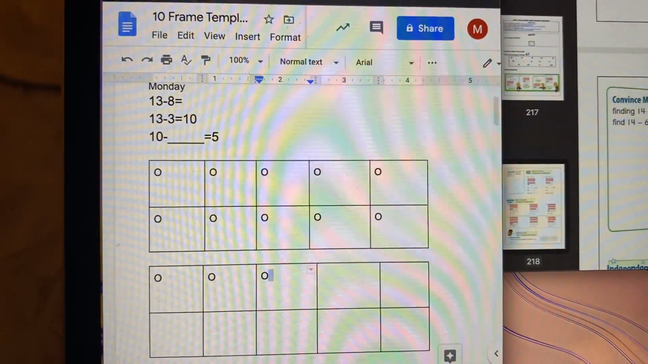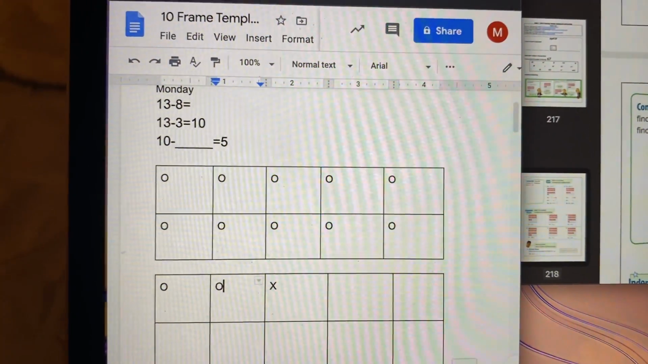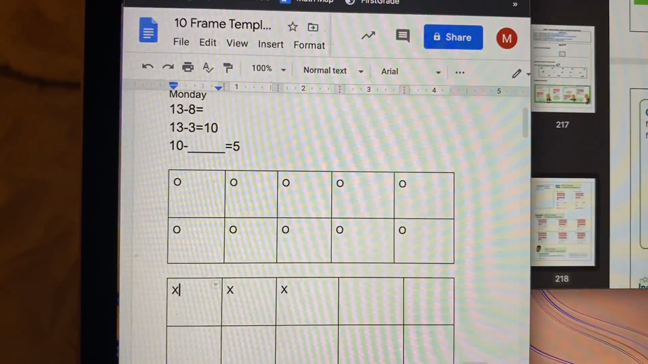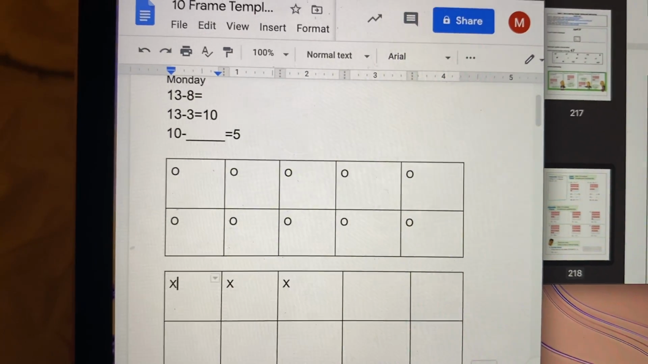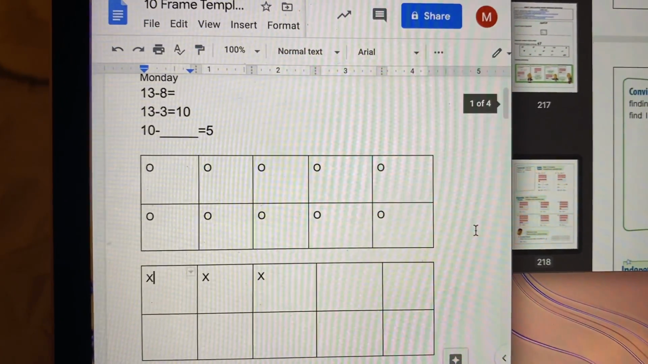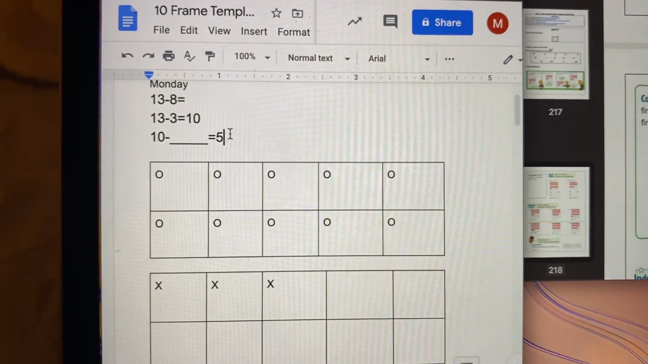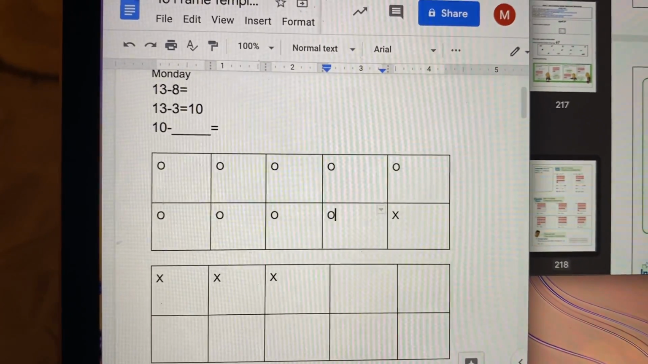And to show you that on the computer, I'm just going to use X's because I can't cross them out on here. So I'm subtracting 3 from my bottom 10 frame. But remember, I am subtracting 8 altogether. So what goes with 3 to make 8? 5 more. So I need to subtract 5 more from my 10.